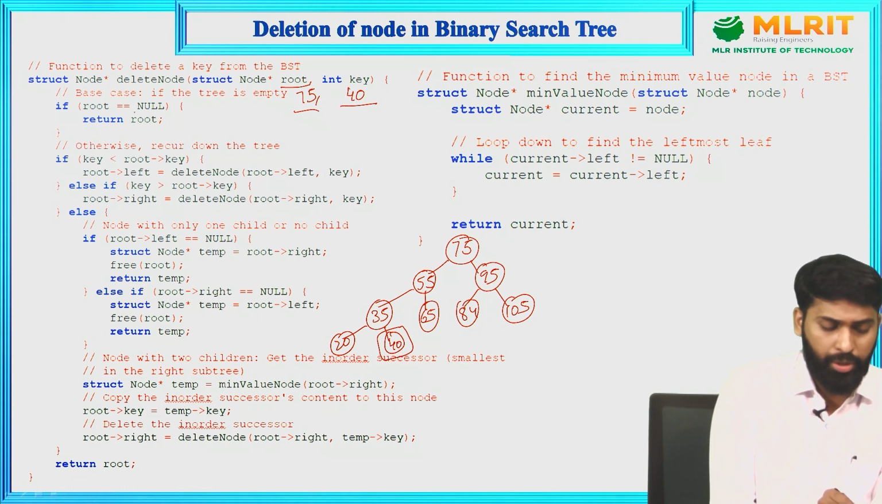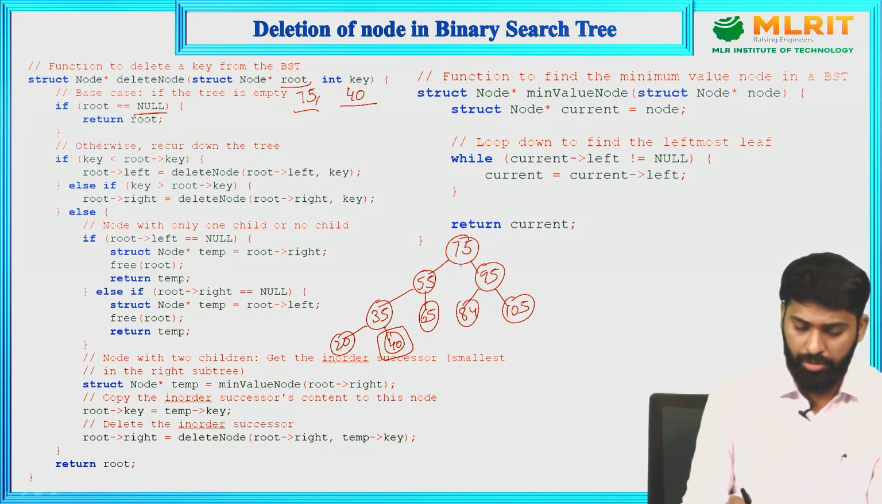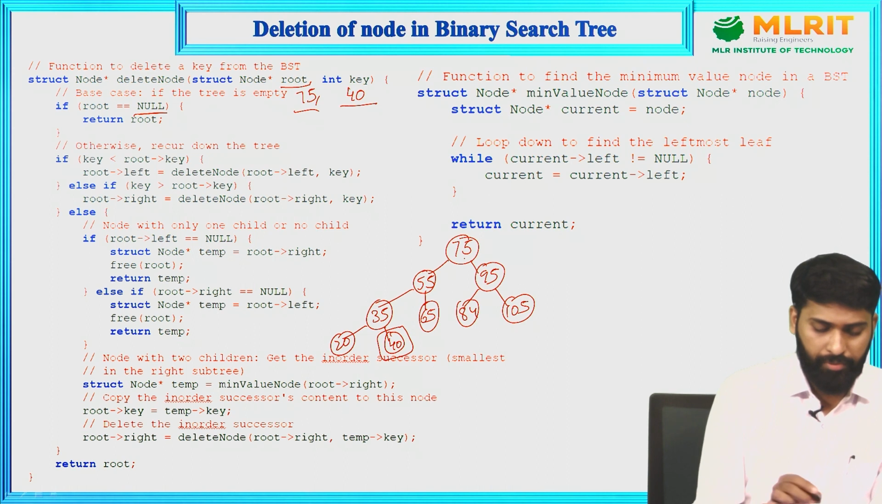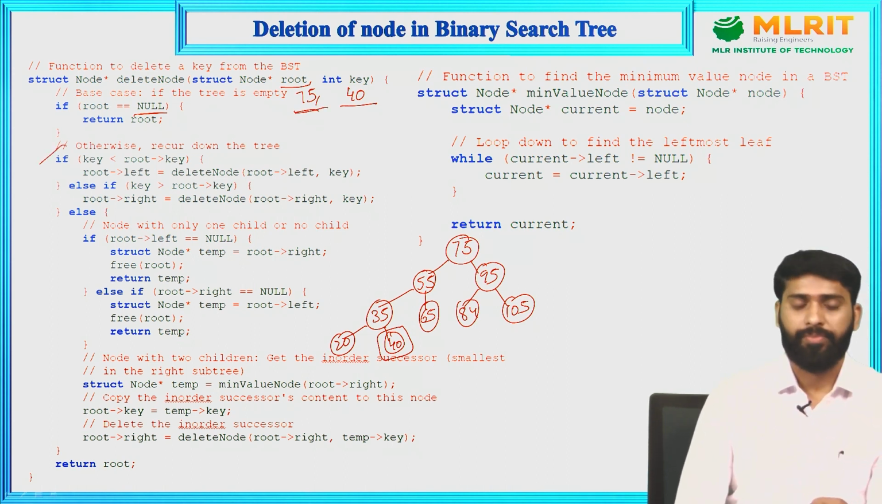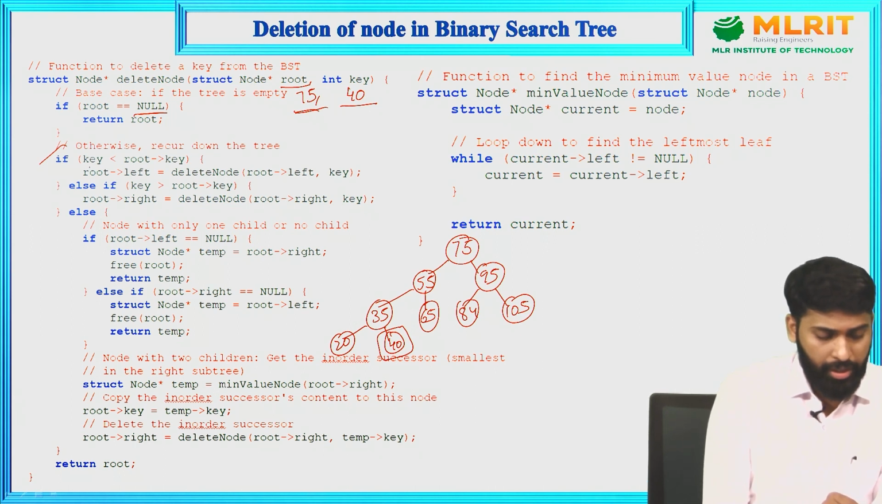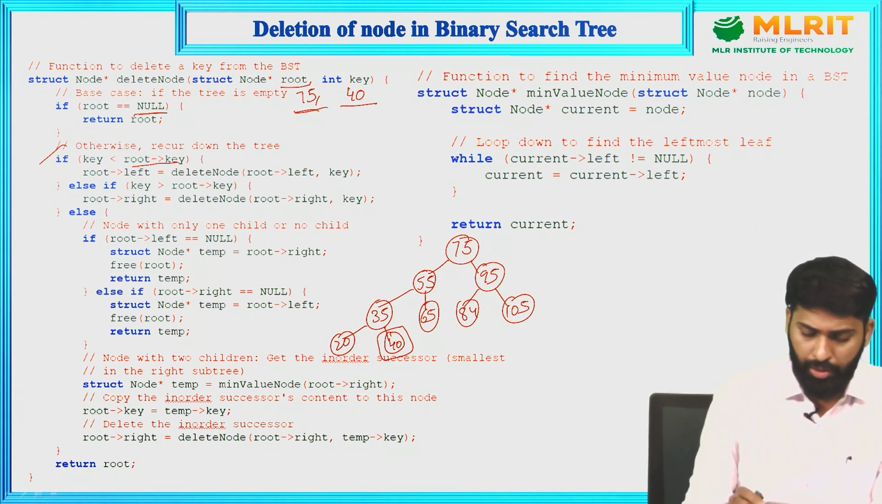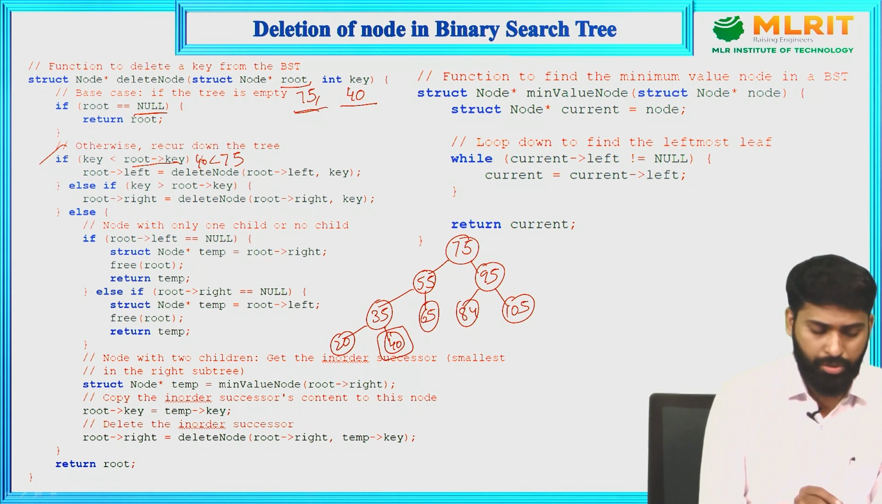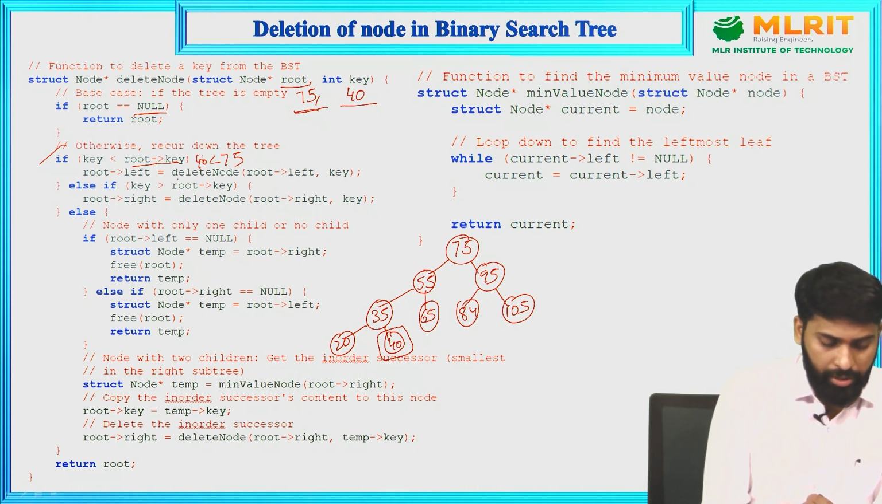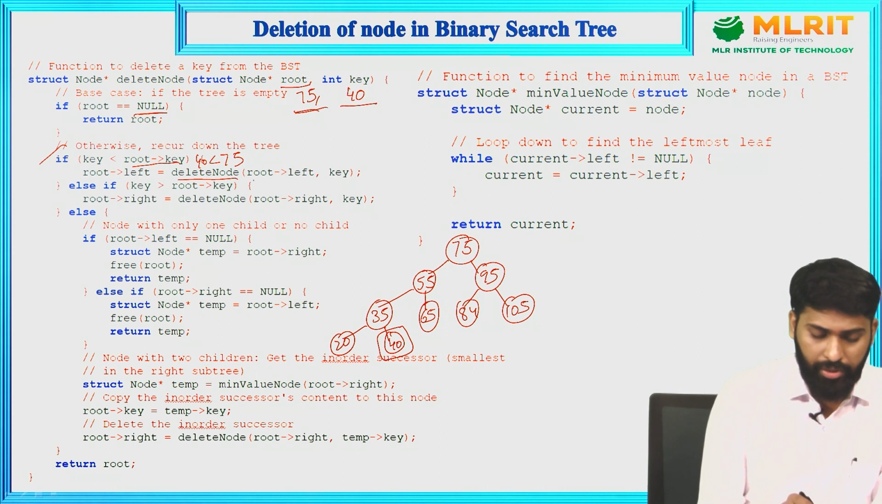Check, root equals null? No, so root is not null. Why? The root is 75. Now we move to here. Check key less than root arrow data. Root arrow data is 75. Key is 40. Is 40 less than 75? Yes, it is true. So again we call the same function, delete node, with root arrow left comma key. The key is the same, 40. Root arrow left: 75 arrow left is 55.